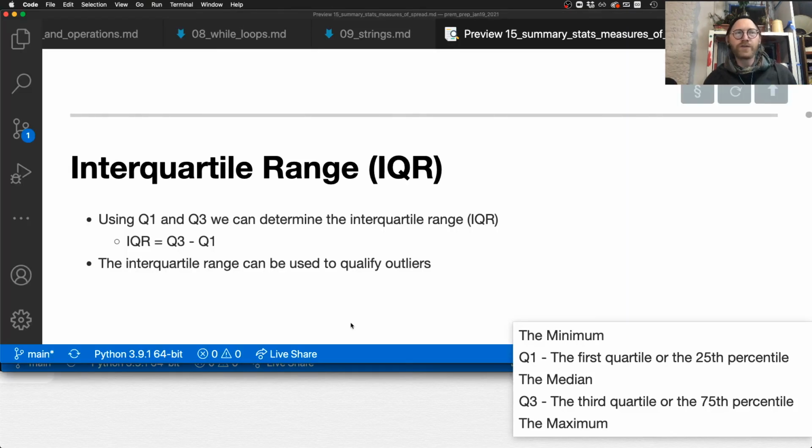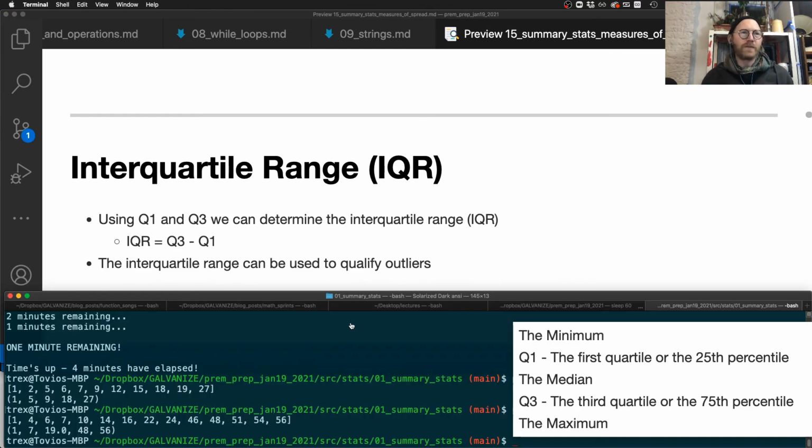So IQR is very simple to calculate. It's just Q3 minus Q1. It's the value of Q3 minus Q1. In fact, we can look at this, right? The IQR of B is just 48 minus 7, or 41.